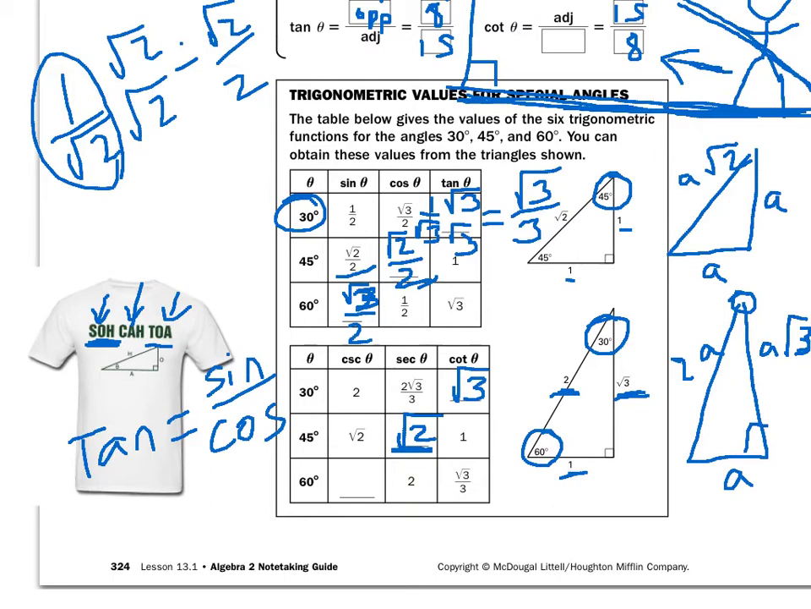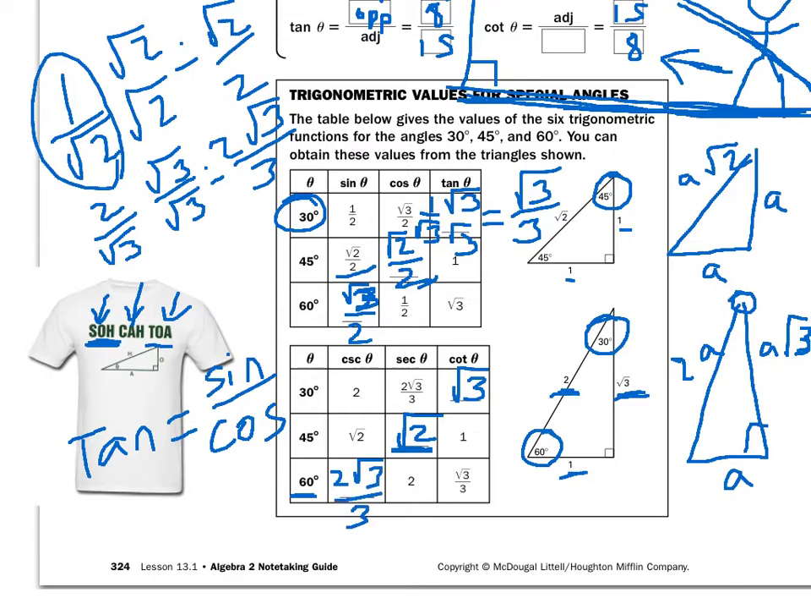And if I take a look at the cosecant of 60, well, that's the square root of 3 over 2. Well, now it's 2 over the square root of 3. Can't have the square root of 3 on the bottom, so I multiply the top and the bottom by the square root of 3, and I get 2 square roots of 3 over 3. And that goes right here. 2 square roots of 3 over 3.